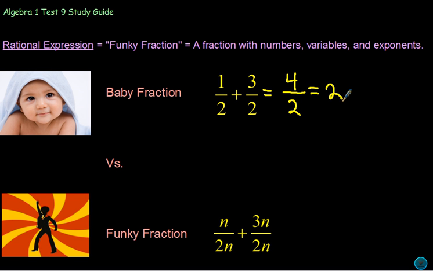So what we're going to do with a funky fraction, it's kind of the same thing. n plus 3n would be 4n over 2n, and then you reduce, right, which would be 2. So it's kind of the same idea. It's just, again, we're doing it with numbers and variables this time, not just numbers itself.